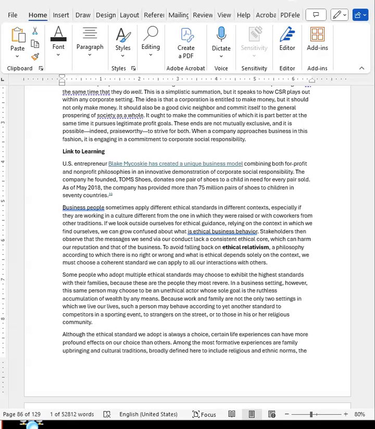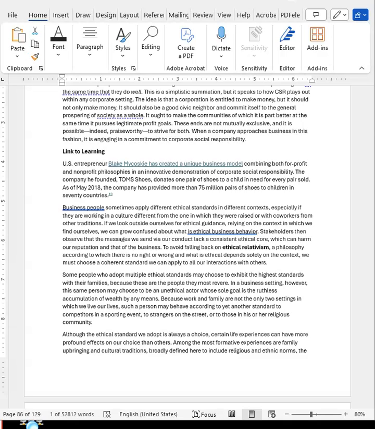To avoid falling back on ethical relativism, a philosophy according to which there is no right or wrong and what is ethical depends solely on the context, we must choose a coherent standard we can apply to all our interactions with others. Some people who adopt multiple ethical standards may choose to exhibit the highest standards with their families, because these are the people they most revere. In a business setting, however, this same person may choose to be an unethical actor whose sole goal is the ruthless accumulation of wealth by any means.